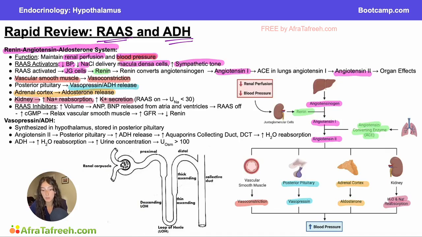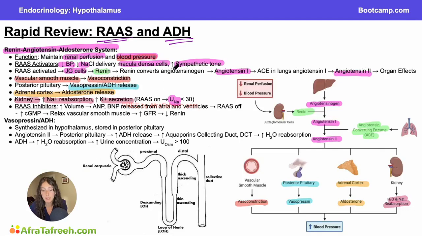And this is going to lead us to one of our key lab findings that can help us distinguish whether the RAAS system is on or off, and that's going to be the urine sodium. So like I just told you, one of the functions of angiotensin 2 and aldosterone is to go to the kidney and increase our sodium reabsorption.